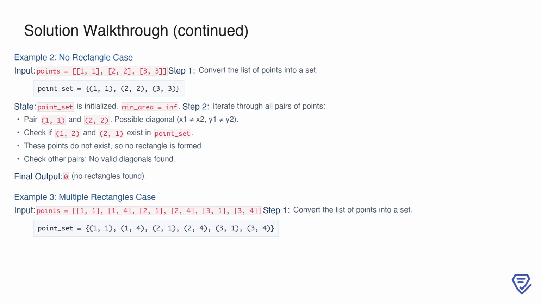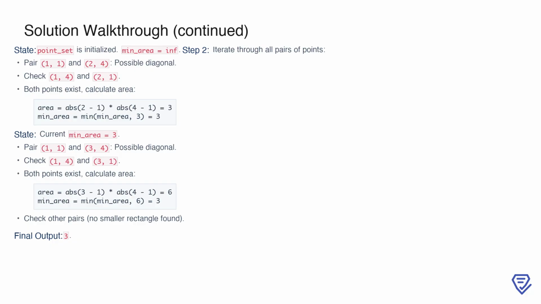We proceed to check other pairs of points, but none of them satisfy the conditions for forming a rectangle. As a result, no rectangles can be constructed from this set of points, and the output is 0. In example 3, the input consists of points (1, 1), (1, 4), (2, 1), (2, 4), (3, 1), (3, 4). After converting the points into a set, point_set is initialized, and we set min_area to infinity.